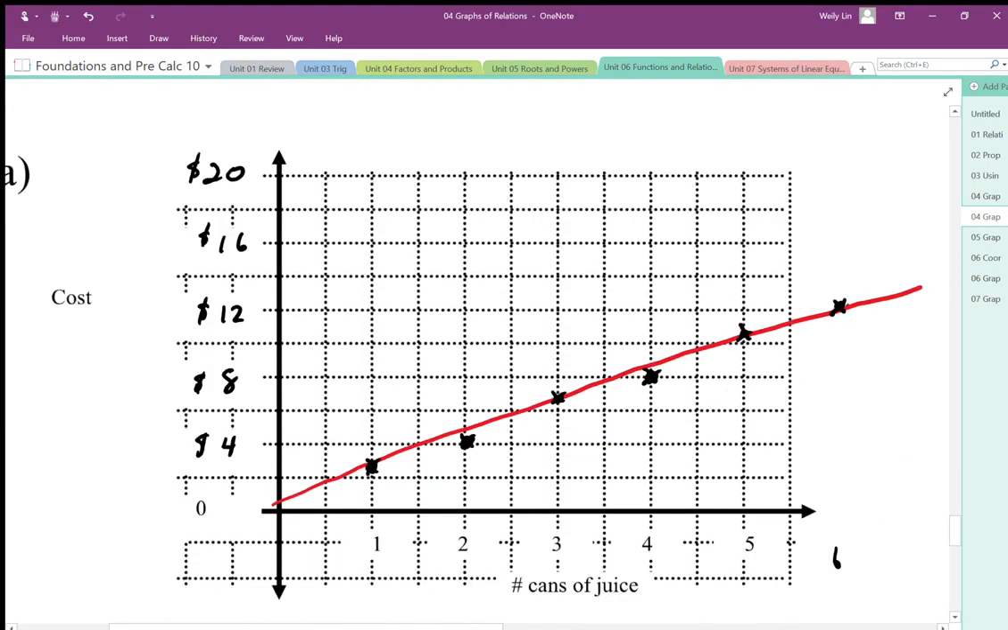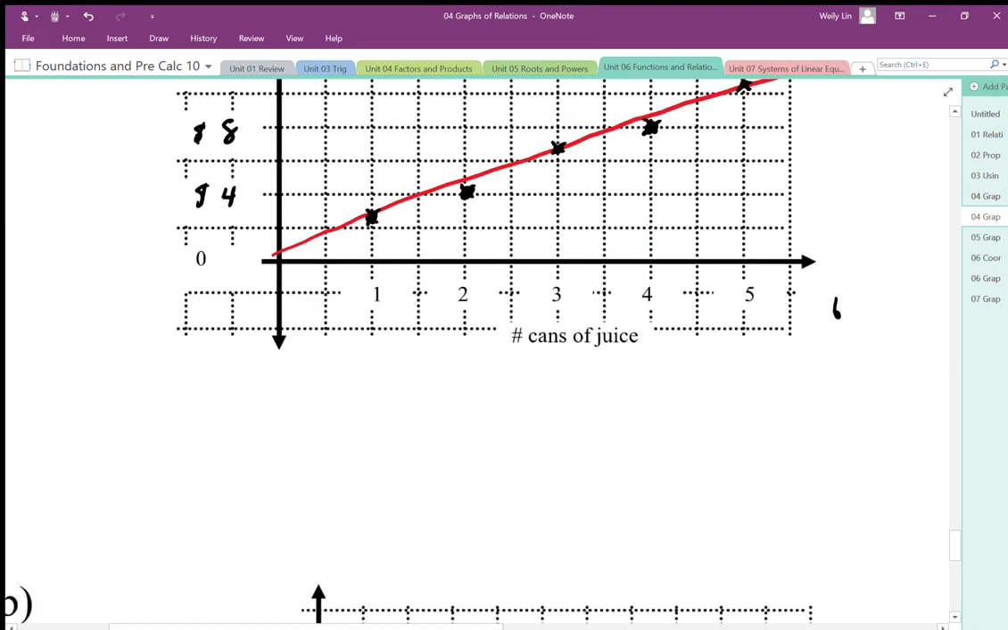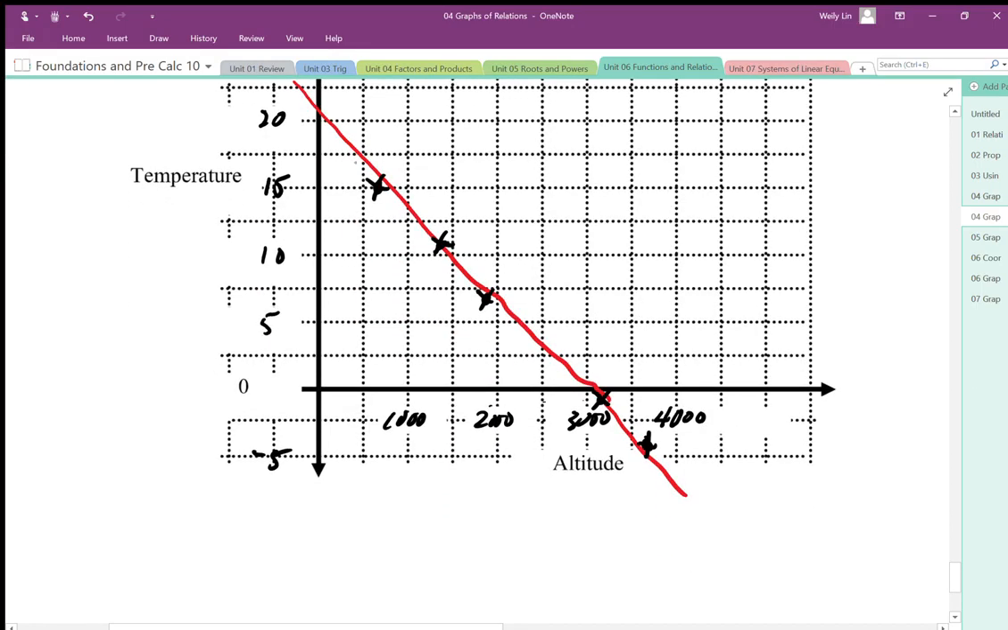Same thing here. We're not going to join the dots because it gives us a crooked line. We want to generalize that straight line pattern, and again, this one is a function. And this one here, we do want to connect the dots because the connected dots does give us a straight line, and again, this one is a function.